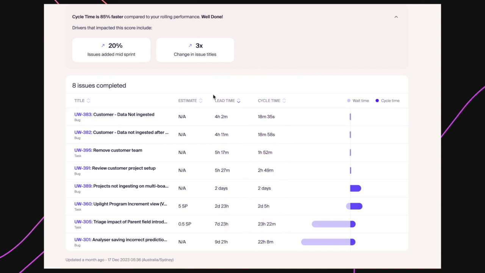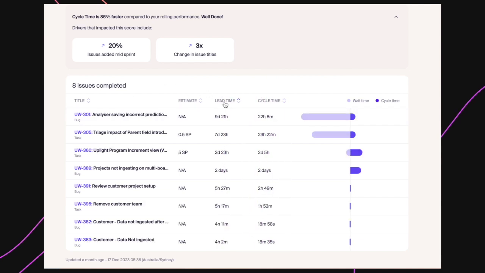You can filter based on speed, and you can understand with the deeper context in the surfacing table the actual wait time and cycle time, the combination of which gives you your lead time per issue.